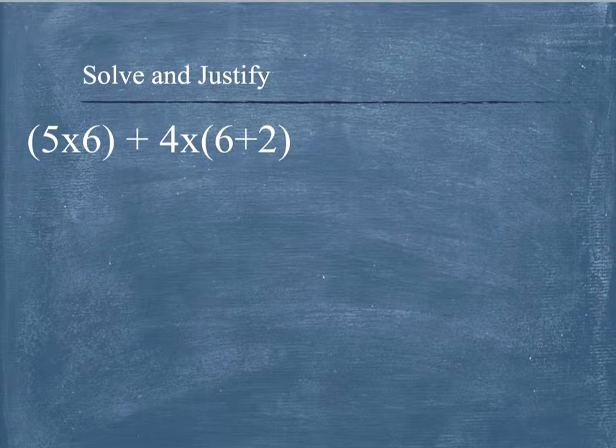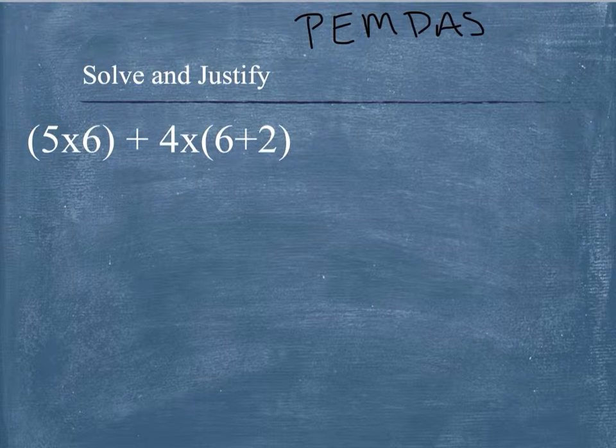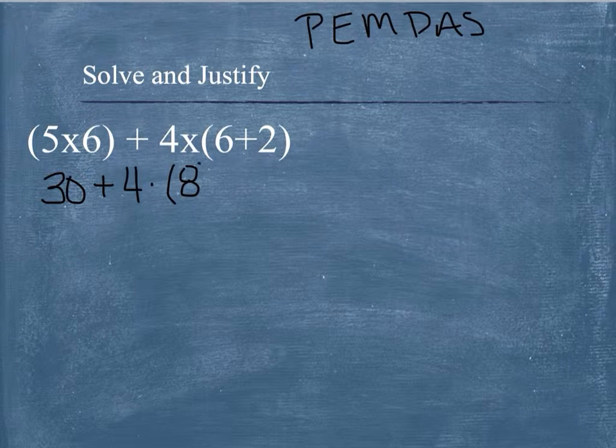So we need to solve and justify. The way that we justify is that we just show each step. So here we have 5 times x plus 4 times x plus 2. Well, if I would write out PEMDAS, my first thing is parentheses. So I'm going to do 5 times x is 30 plus 4 times 6 plus 2 is 8. So now we've done parentheses.